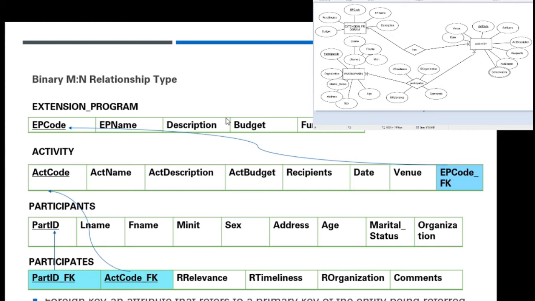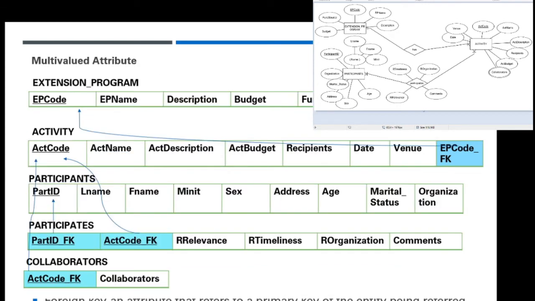Now let's go to the next step. The next step is for the multi-valued attribute. As you can remember, we have a multi-valued attribute and we have not included it in step 1, because in step 1, you should just include all the composite and simple attributes. But the multi-valued attributes have their own step. So what are we going to do now?